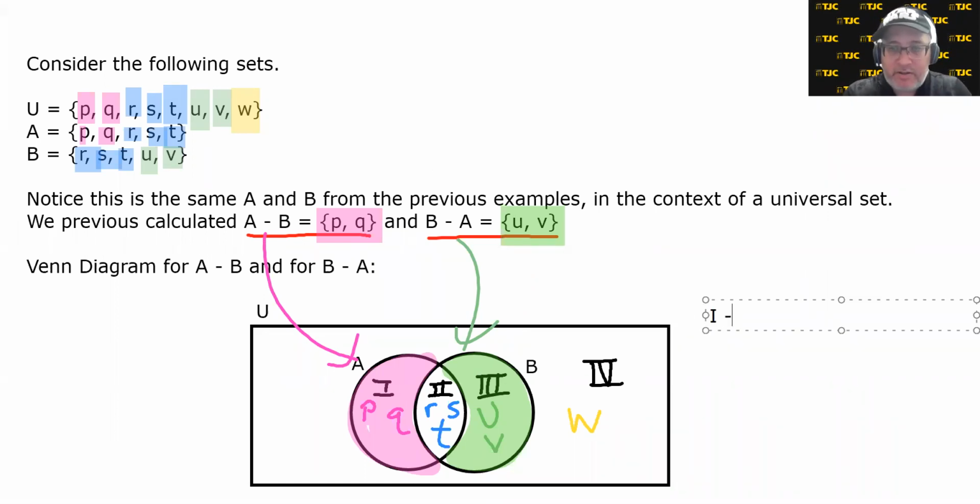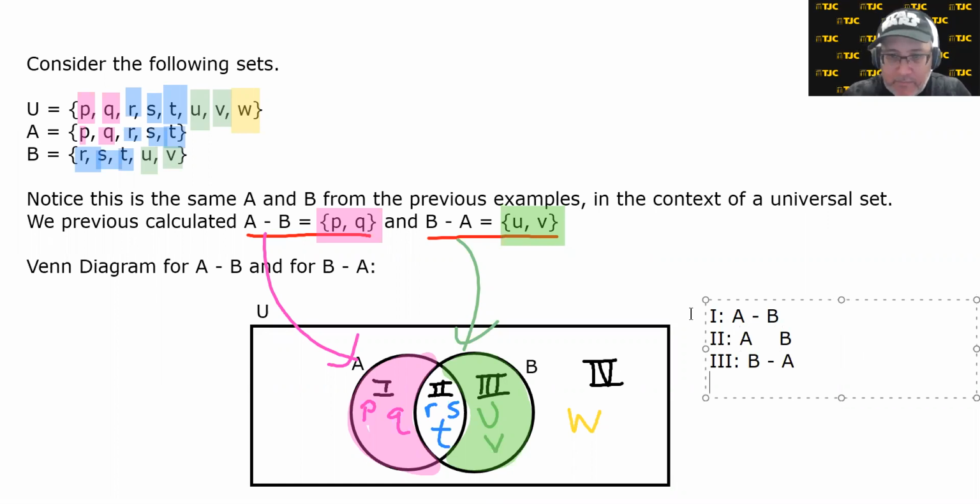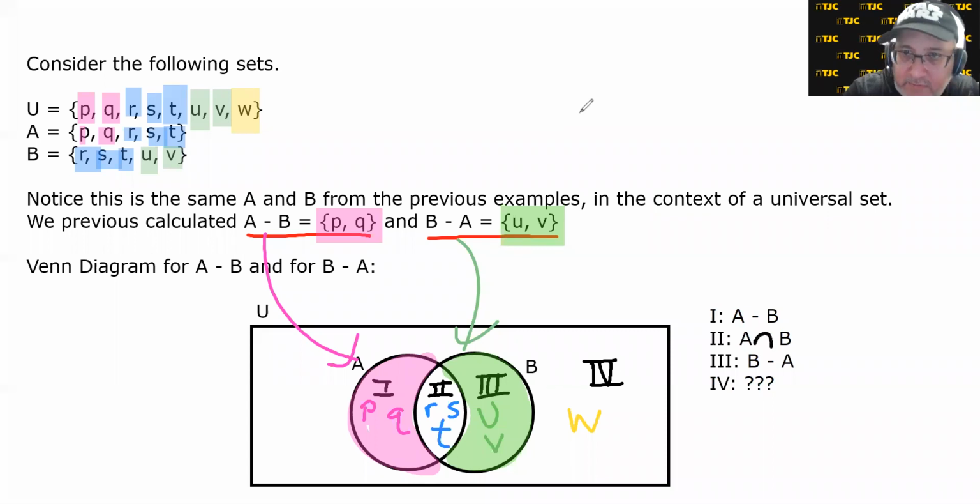Region 1 is A, let's put colons. Region 1 is A minus B. Region 2 is A intersect B, and I can't type an intersection, so I'll draw it in. Region 3 is B minus A, which kind of makes me wonder, what is region 4? Let's draw in that intersection sign. All right, one last thing.